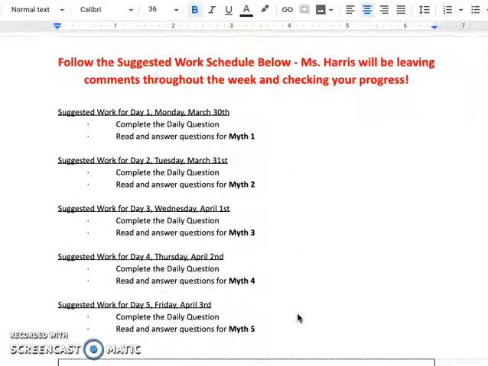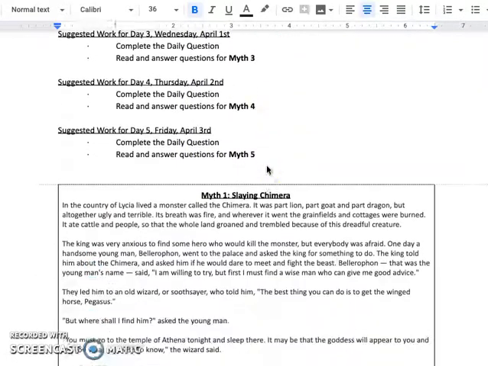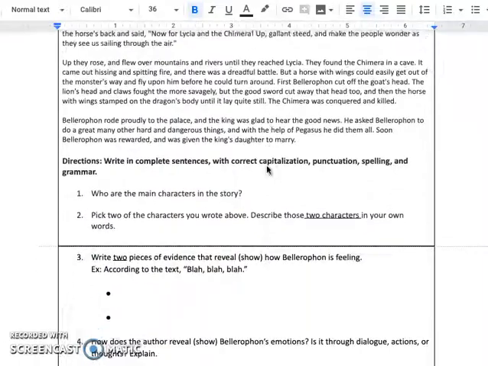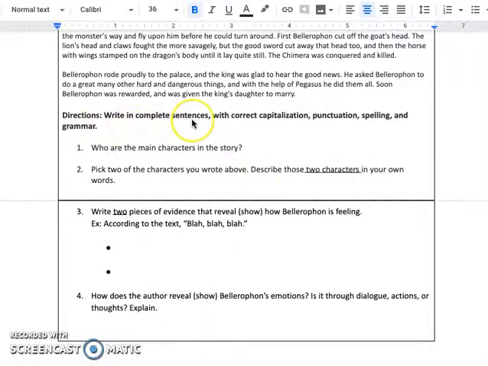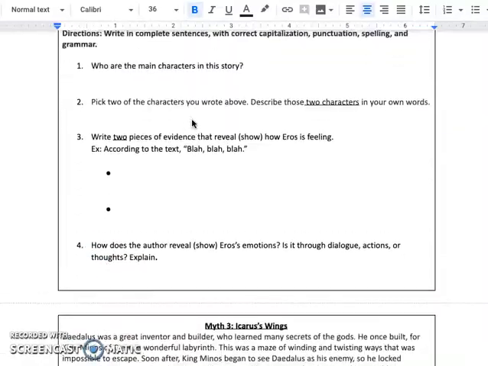Here's a suggested work schedule. You'll want to complete about 1 myth per day. Let's say you have some more time on Monday and would rather do 2 myths on Monday and not have to do 1 on Tuesday. That's fine as well. And myths are below. Remember to use complete sentences, capitalization, punctuation, spelling, and all of that.